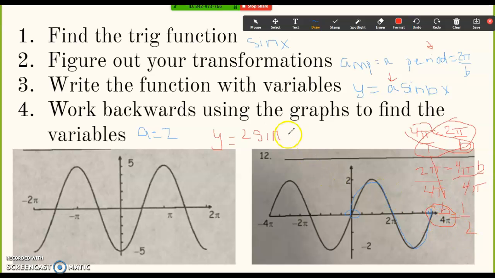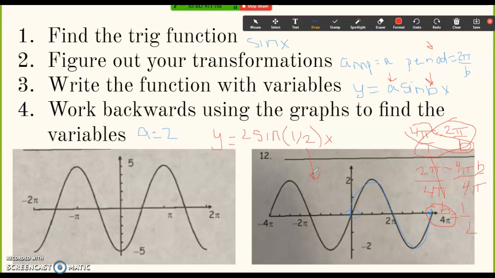Then I just plug that into the equation where B would be. So I'll write it in our equation down here: 1/2 x. So this equation is going to be y equals 2 sine of 1/2 x.